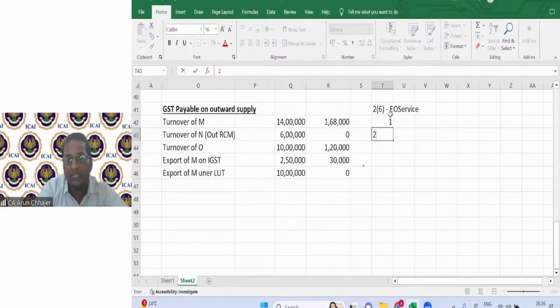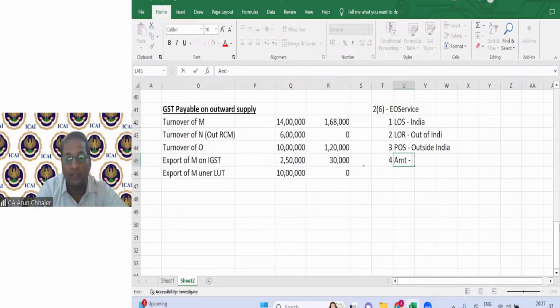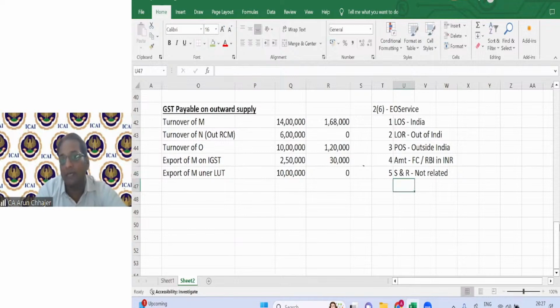which says that five conditions have to be satisfied. First, the location of supplier should be India. Location of recipient should be outside India. The POS should be outside India. And then condition fourth is the amount should be received in foreign currency, or wherever RBI has given permission, it can come in INR also. And the fifth condition is that the supplier and the recipient should not be merely establishments of a distinct person. In other words, they should not be related parties. In simple terms, they should not be related.